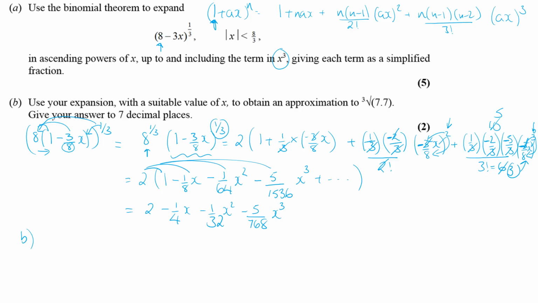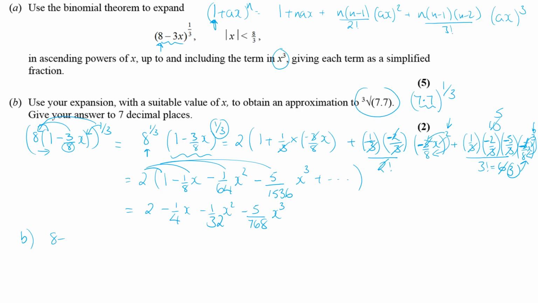Part B, it's asking us to use the expansion, what we've just done, to obtain an approximation to the cube root of 7.7, which is 7.7 to the power of a third. So what's in this bracket we need to compare to what we've just got an answer to, being raised to the power of a third.